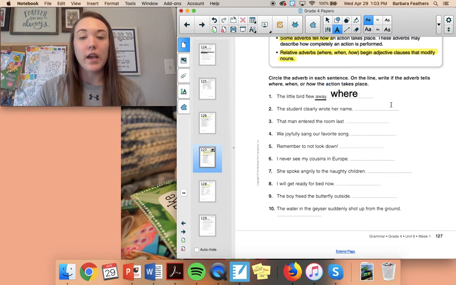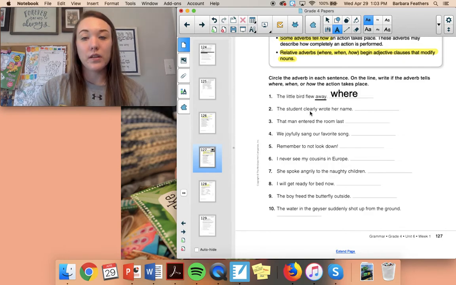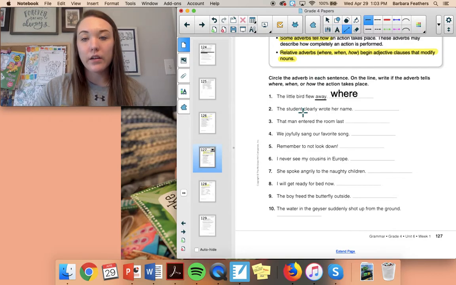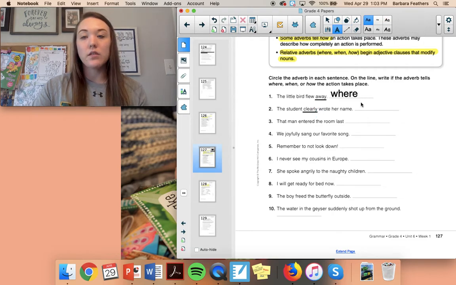the action takes place. Number two says, the student clearly wrote her name. Wrote is my verb. I'm looking before and after my verb, and I see that clearly is my adverb, and it tells me how the student wrote her name. You will continue with these same directions for 3 through 10.